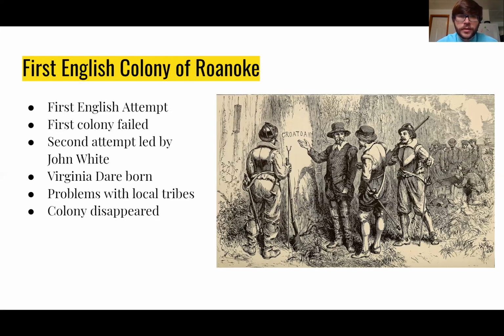The only thing that they had left of the colony was this word written in wood, Croatoan or Croatian or something along those lines. Now, this has caused a lot of conspiracy theories. Some people think that maybe they all starved to death. Some other people think maybe they were killed by Native Americans. Other people think maybe they joined the Native American tribes or moved somewhere else, but we really don't know.